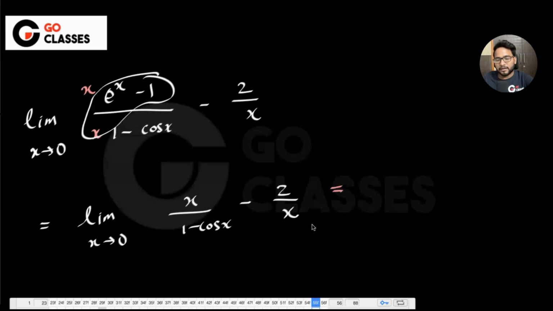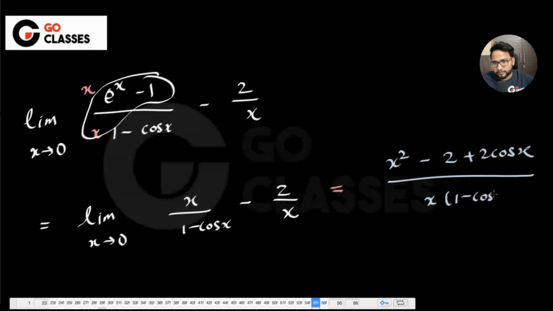Any idea? That's very simple, you should be telling me immediately. Clubbing both of these, right? Whatever it is, minus infinity or something, I think we should be clubbing it. Okay, so let's just club both of these. This should be x squared minus 2 plus 2 cos x upon x into (1 - cos x), limit x tends to 0. Now if you put 0, this is 0 upon 0, right? You can apply the L'Hopital rule.